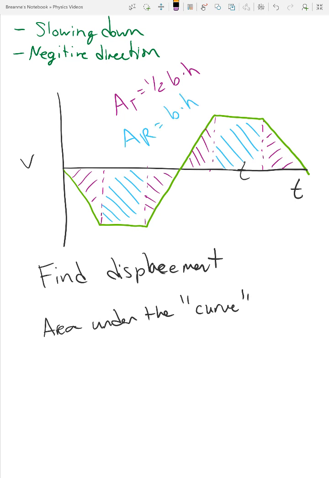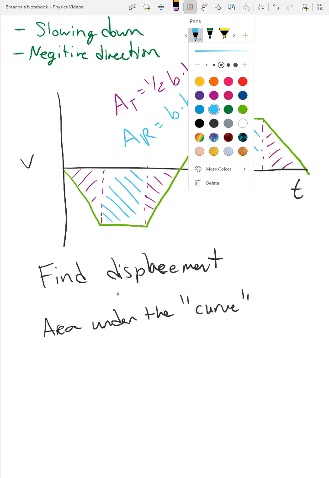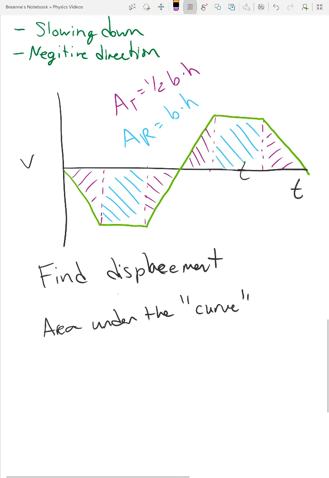If it's on the negative side, you subtract. If it's on the positive side, you add. That's if you're trying to find displacement. Trying to find distance, you add them all up.